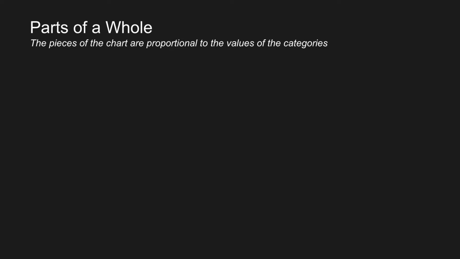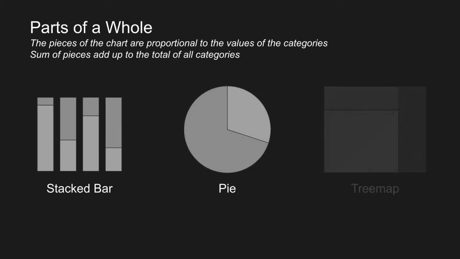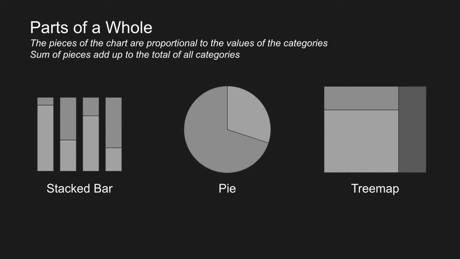We're going to use a pie chart when we're trying to understand the parts of a whole. And what that means is that the pieces of the chart are going to be proportional to the values, and that the sum of the pieces are going to add up to the total. Some typical examples of this would be a stacked bar chart, a pie chart, or a tree map. All of these let you see one piece in relationship to the whole, and they're proportional.